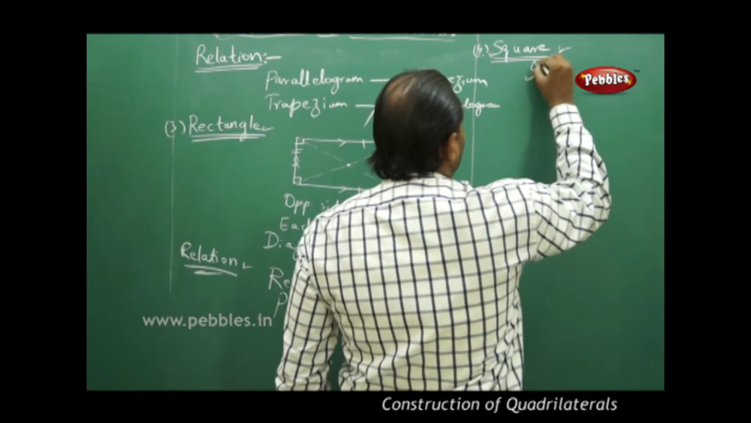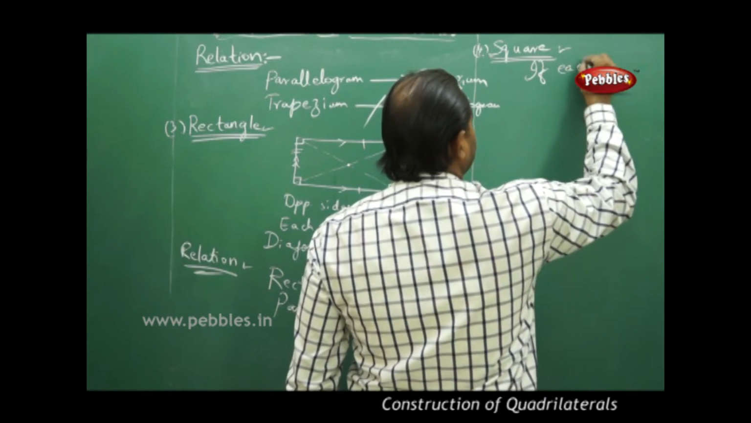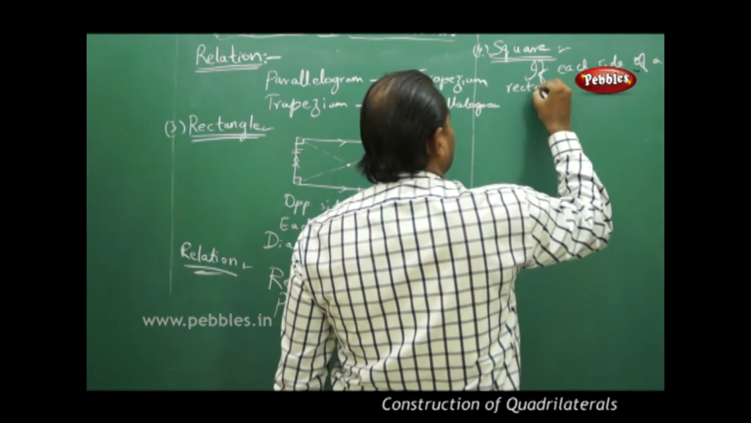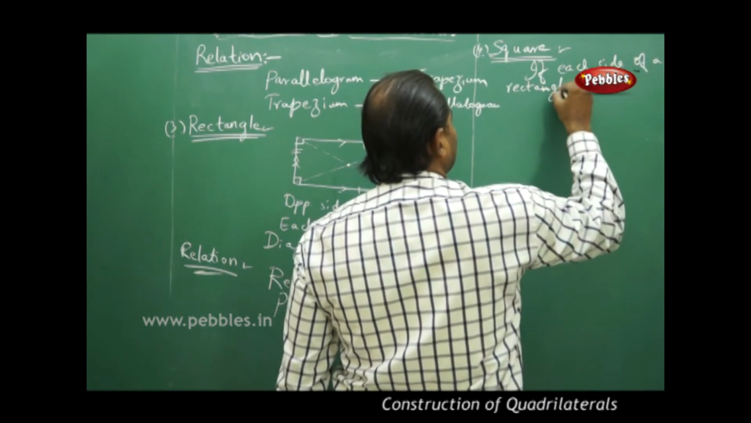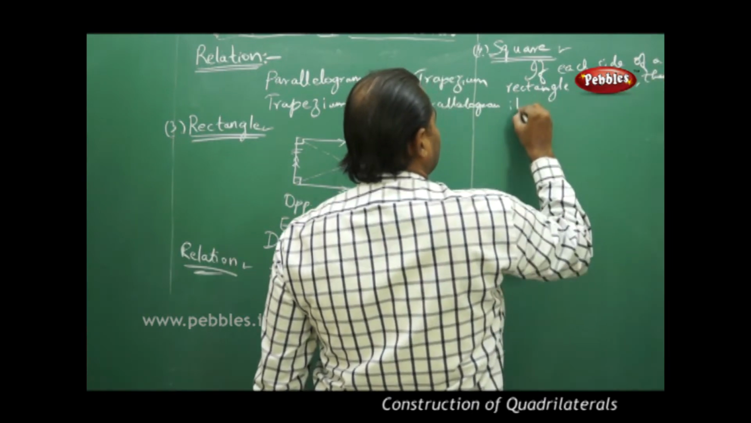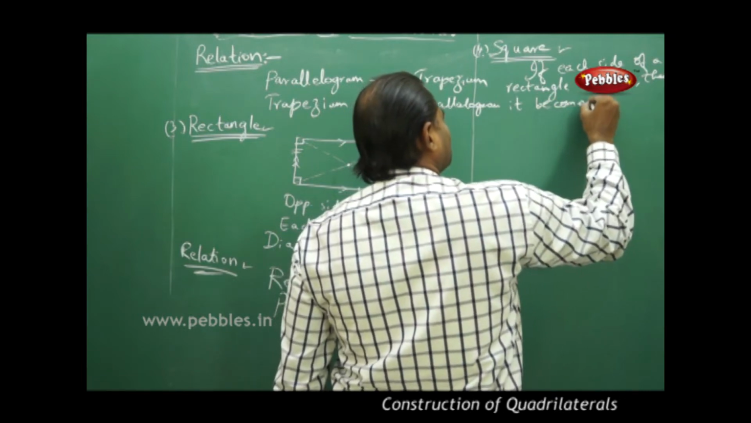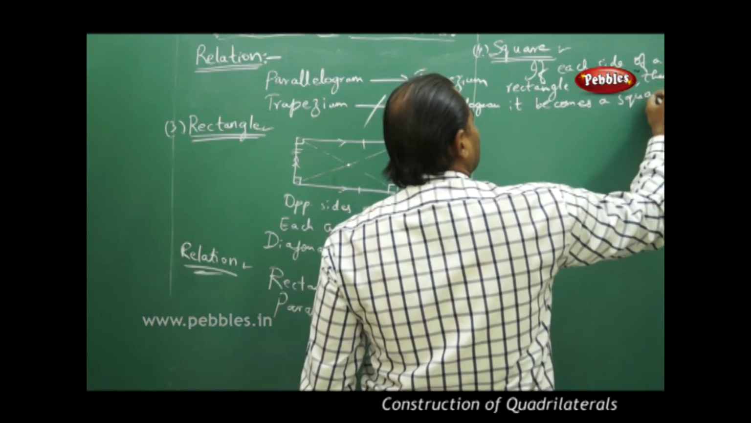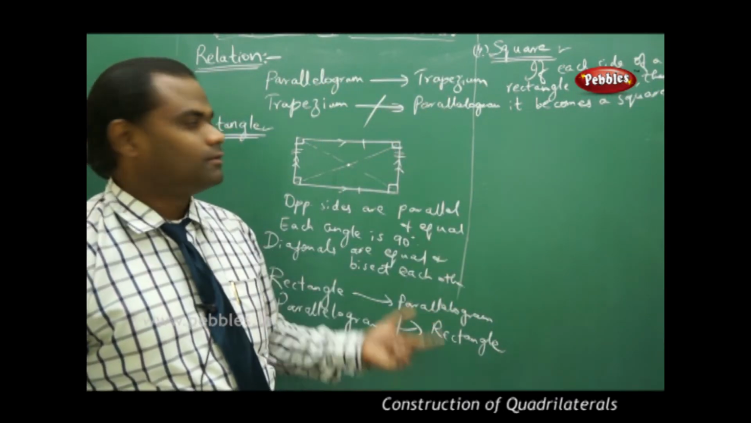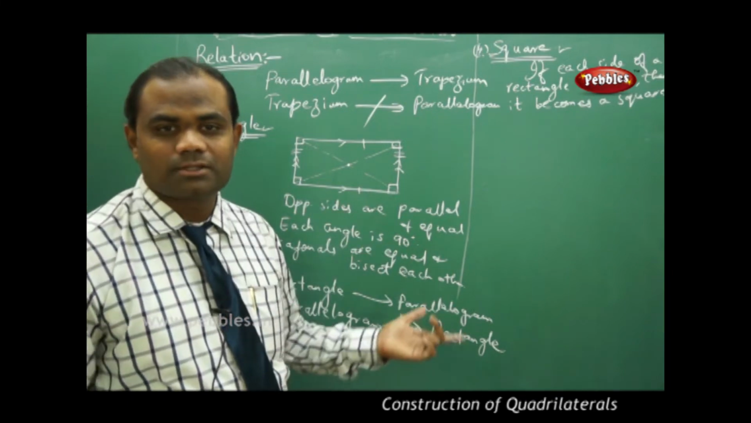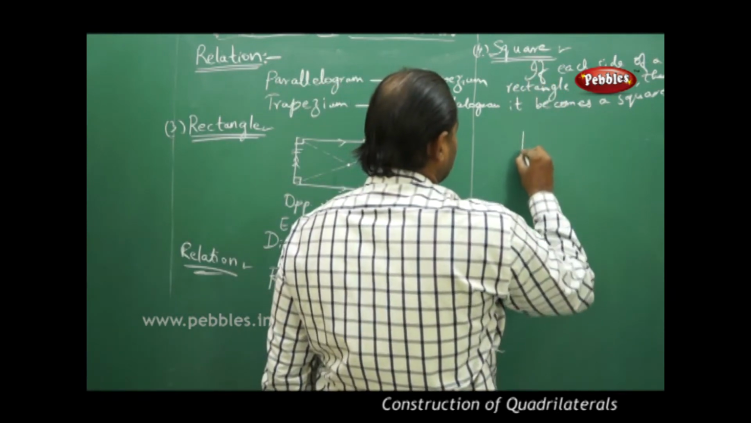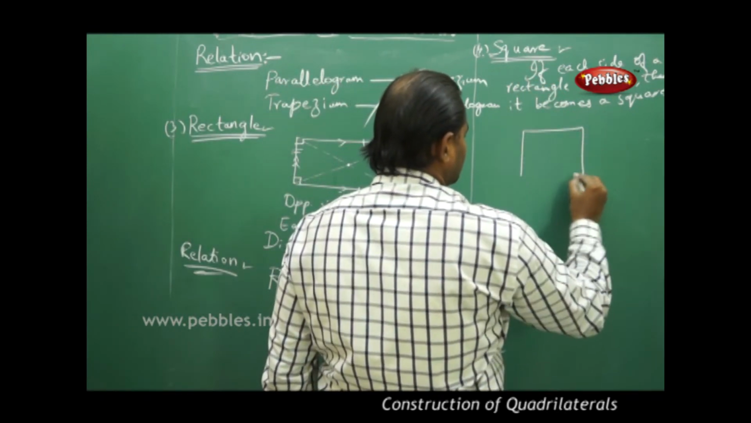So I write the definition as: if each side of a rectangle is the same, then it becomes a square. So if each of the sides is the same, then that becomes a square. It's the simplest definition we can give. So a square is derived from a rectangle with each of its sides being equal.